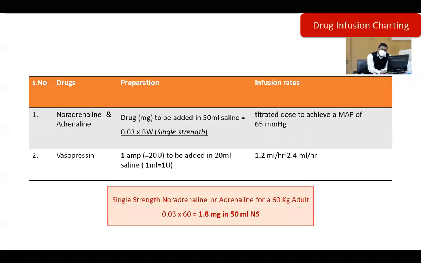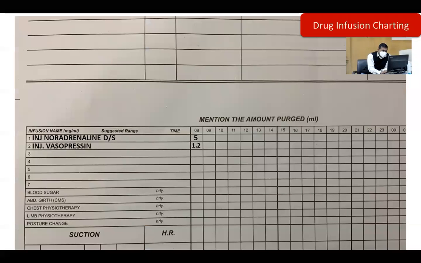And vasopressin, 1 ampule is equal to 20 units. So that you can add in 20 ml of saline, that will come 1 ml is equal to 1 unit. And the common rate will be 1.2 ml per hour to 2.4 ml. It varies actually. And how it varies, we will see in the next slide. So you can write it here also similarly. And the point you need to take note of here is, when you have an inotrope going on, first try to write the inotropes and then the other drugs. You make sure of this, because inotropes are very life-saving drugs.